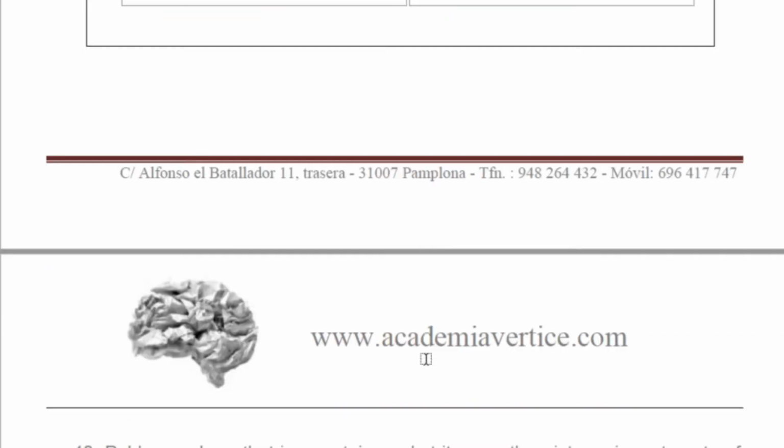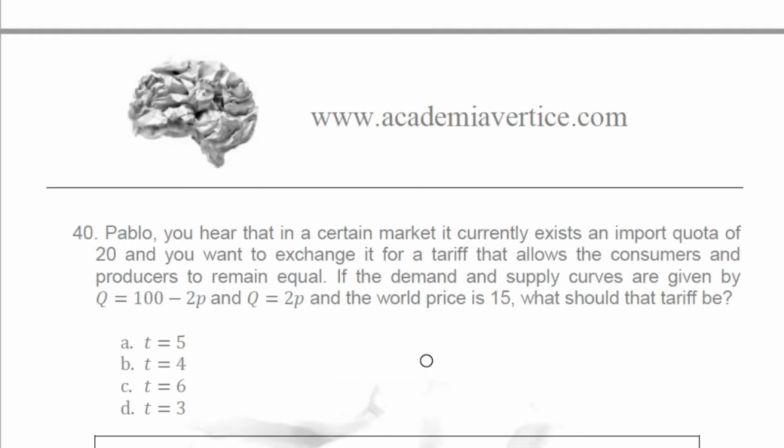Now, Pablo, you hear that in a certain market there currently exists an import quota of 20 and you want to exchange it for a tariff that allows the consumers and producers to remain equal. This is what I was telling you in the previous exercise. If the demand and supply curves are given by these two functions and the world price is 15, what should the tariff be?